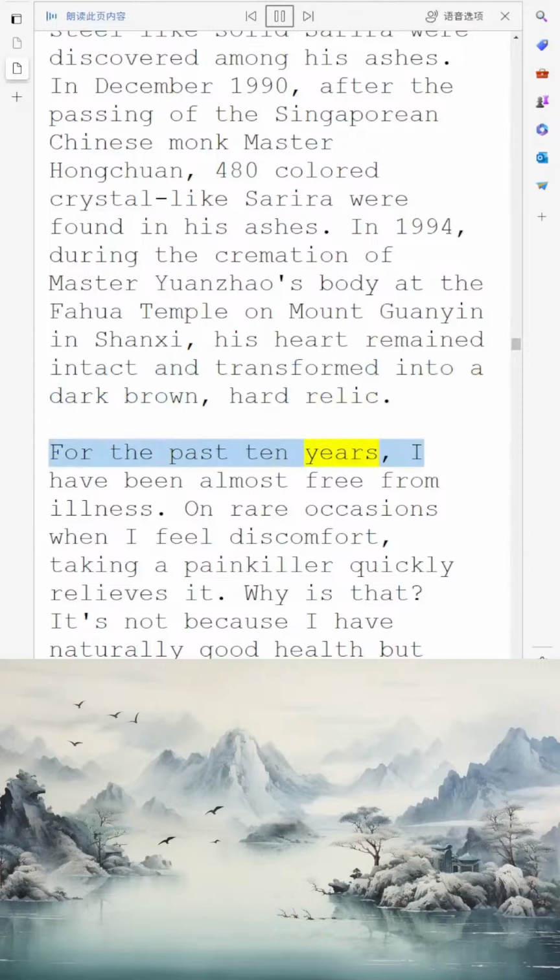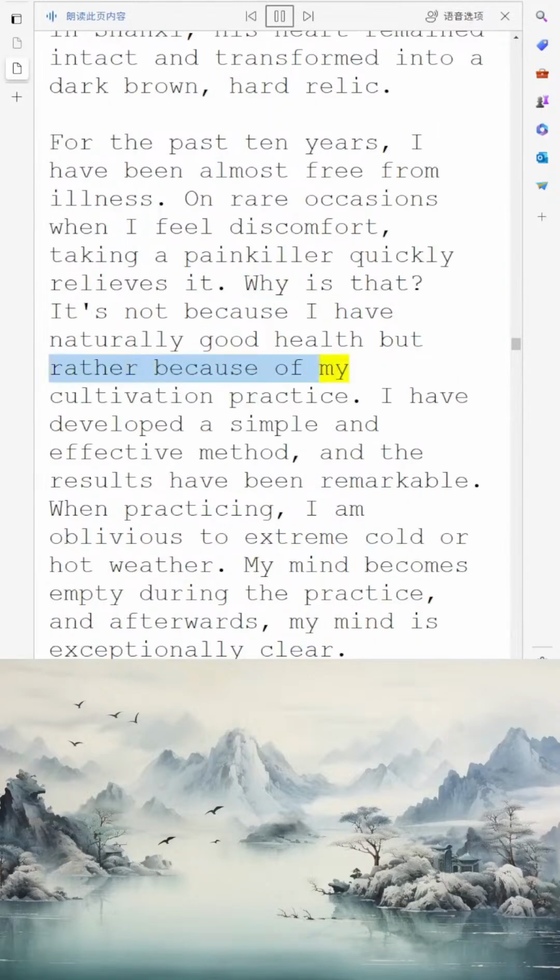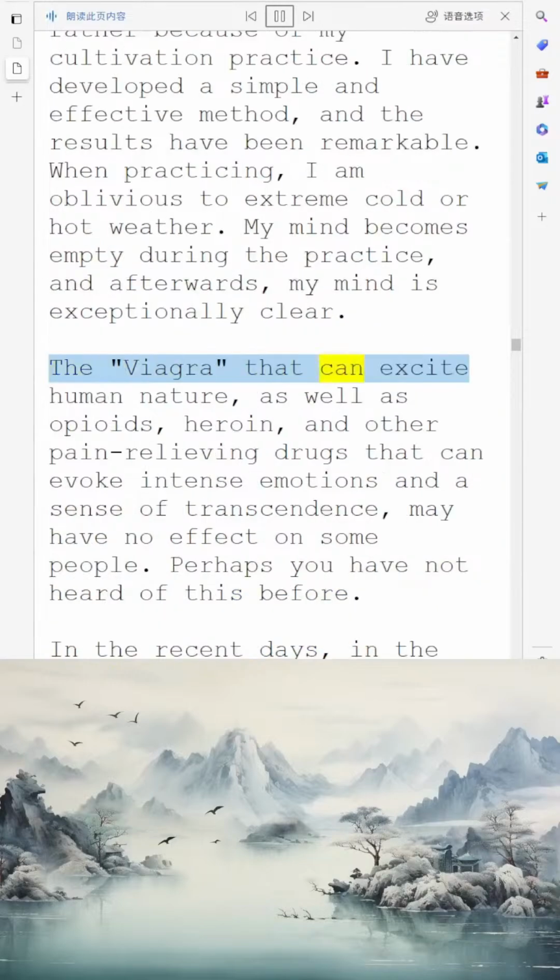For the past 10 years, I have been almost free from illness. On rare occasions when I feel discomfort, taking a painkiller quickly relieves it. Why is that? It's not because I have naturally good health, but rather because of my cultivation practice. I have developed a simple and effective method, and the results have been remarkable. When practicing, I am oblivious to extreme cold or hot weather. My mind becomes empty during the practice, and afterwards, my mind is exceptionally clear. Viagra, which can excite human nature, as well as opioids, heroin, and other pain-relieving drugs that can evoke intense emotions and a sense of transcendence, may have no effect on some people. Perhaps you have not heard of this before.